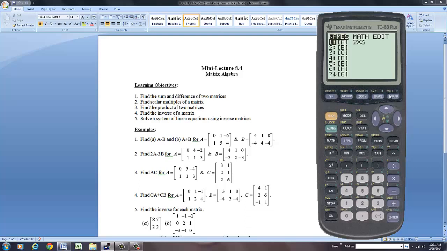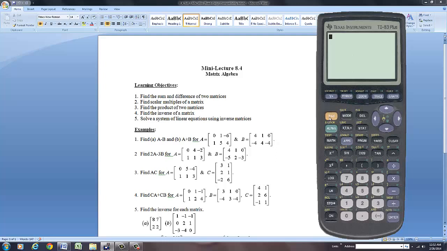Now we're going to define matrix B, so I go over to edit. I hit 2 since I want matrix B. Matrix B again is 2 by 3, so enter 2, followed by enter, then 3, and then enter the components, and when you enter a component you follow it with enter. So 3, 1, 0, -4, 3, and -4. Okay, out of the menu.